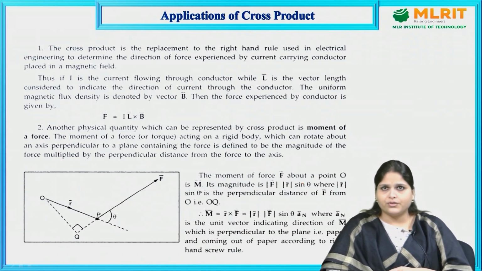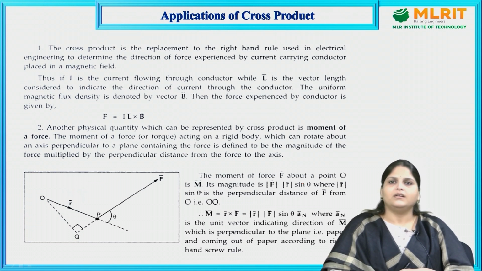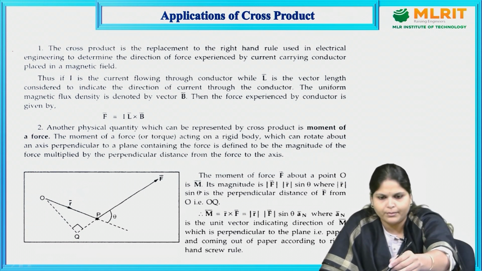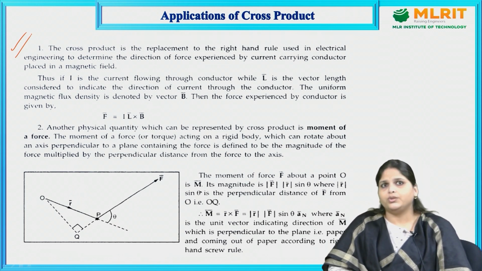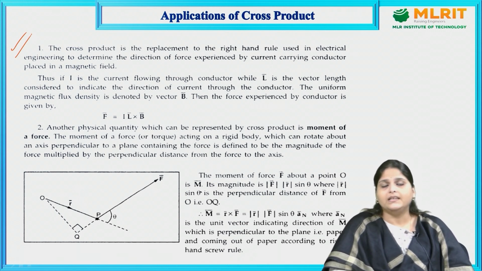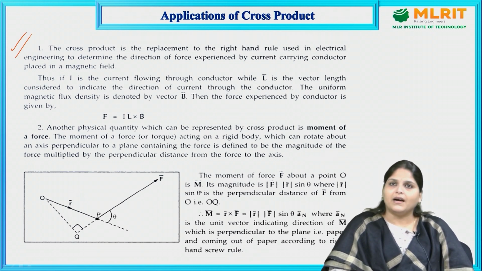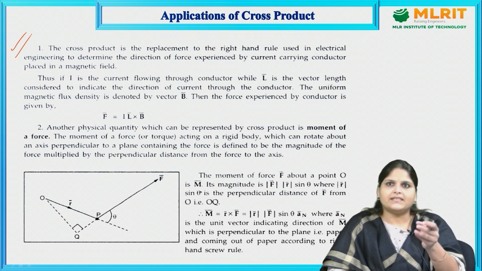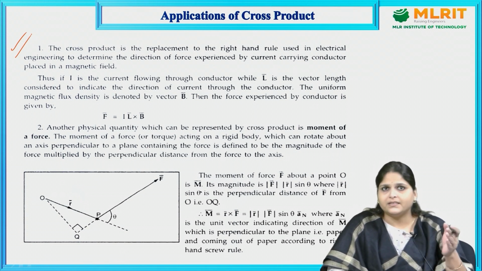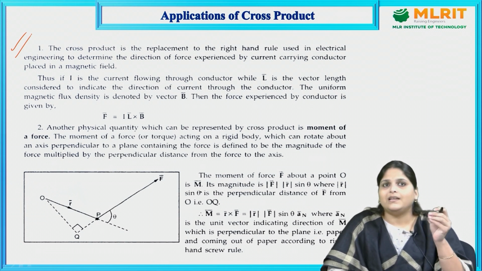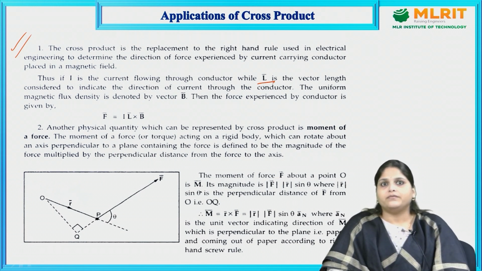Now we have some applications of cross product, just like we had applications of dot product. So let us discuss them one by one. The cross product is the replacement for the right hand rule, which is used in electrical engineering to determine the direction of force experienced by a current carrying conductor placed in a magnetic field. You can understand it by the example of a wire where the length is L and the current is I. So I is the current flowing through a conductor or wire whose length is considered to be L. This indicates the direction of current through the conductor.